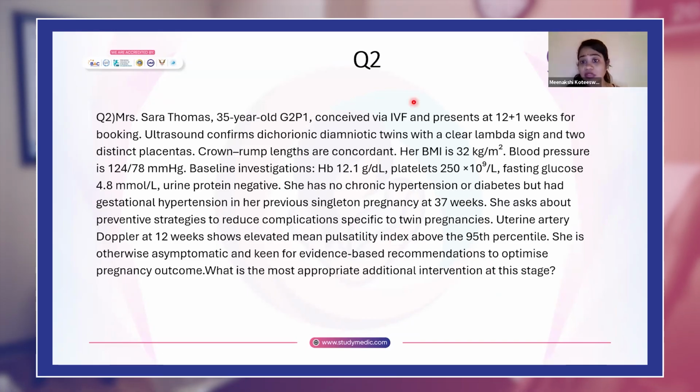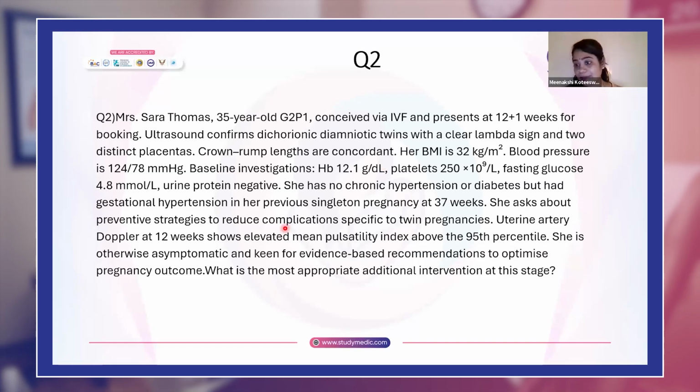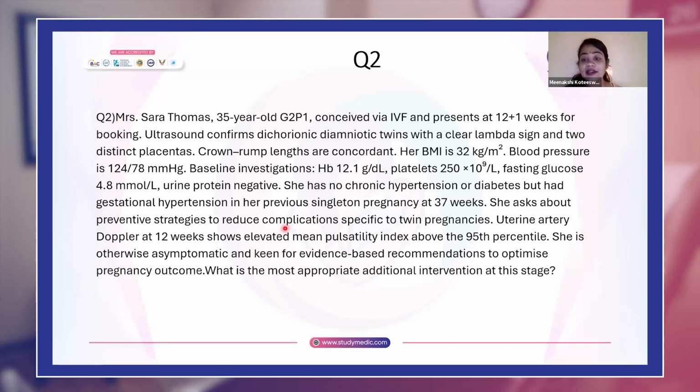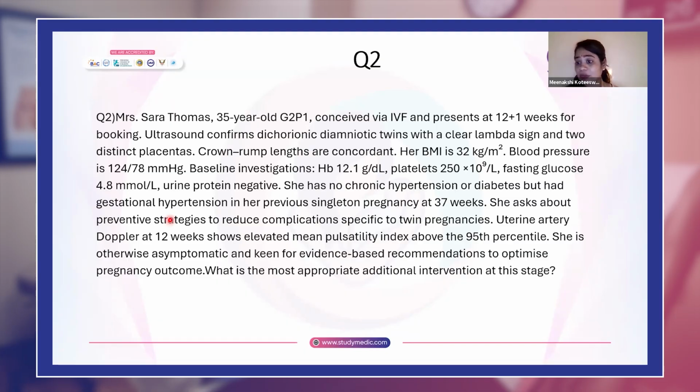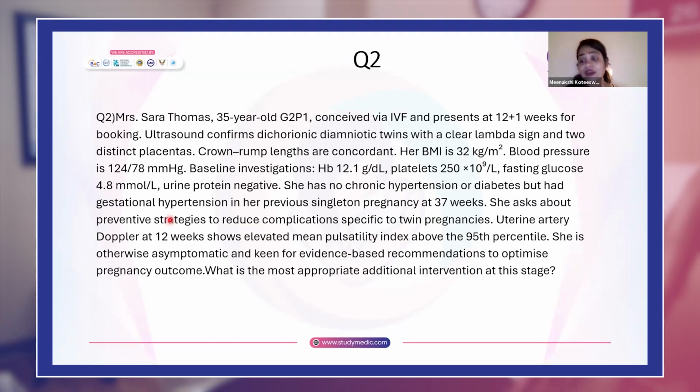So now you know that she is at 12 weeks with DCDA twins. Her BMI is high, blood pressure and everything appears to be normal. Previously, she had gestational hypertension, not now. So far the significant finding is that she's got DCDA twins, with the Doppler showing elevated PI. Therefore, she's asking for preventive strategies.